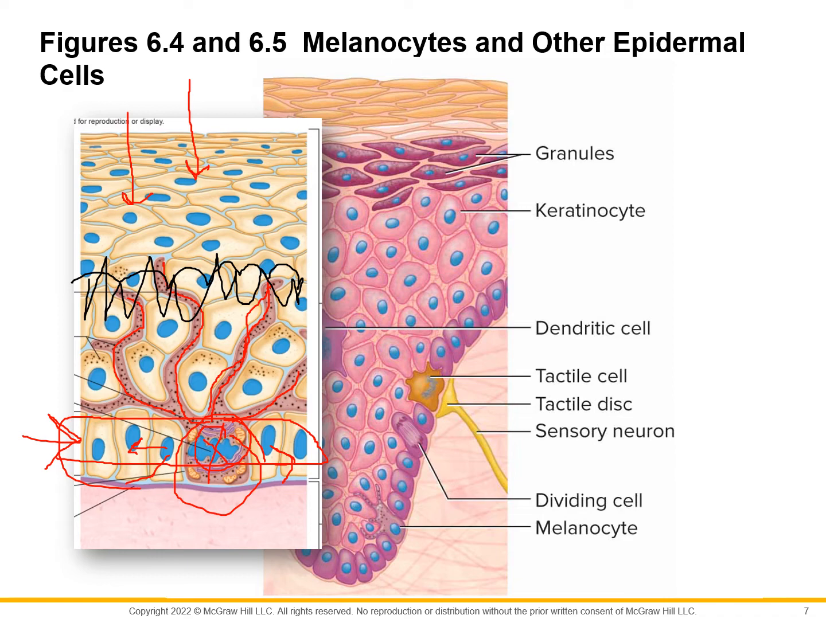But this is all I want you to know, that the cell body of these melanocytes is going to be on the stratum basal. A melanocyte produces melanin, which is a skin pigment that helps absorb radiation. And we'll look at this in the next slide a little bit.